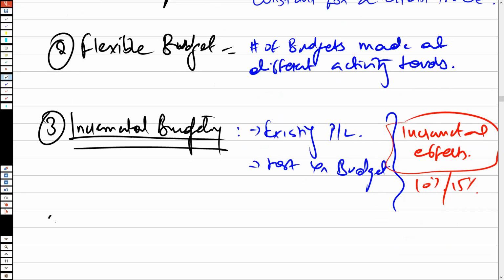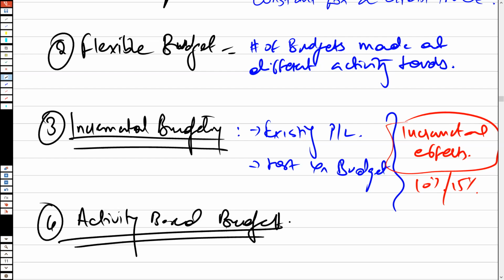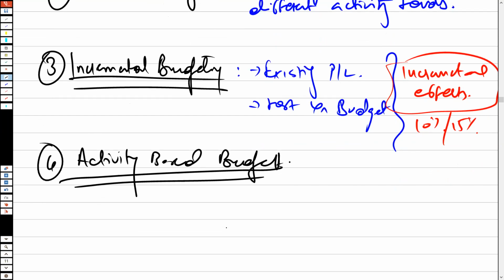Then the fourth one is the activity-based budget. Now, what exactly do you mean by activity-based budget? The concept of activity-based budget is that you use the ABC data, and on the basis of ABC data, you set the budget.